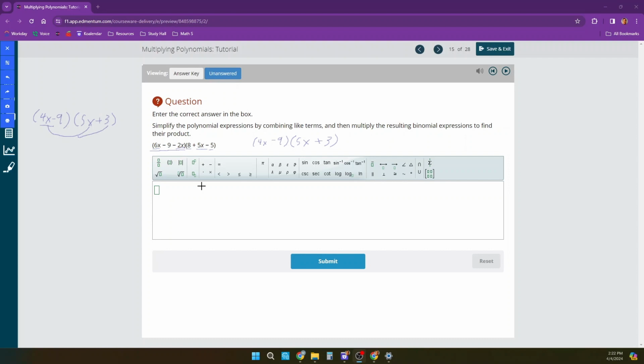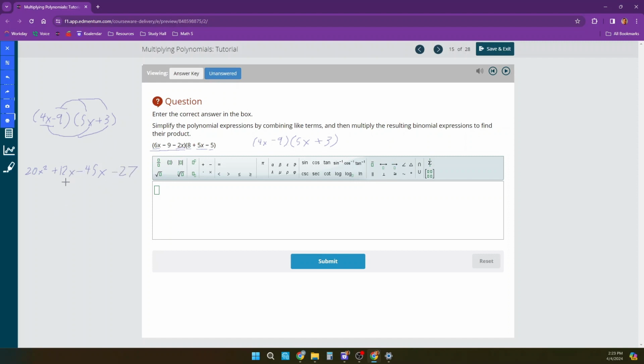So that is going to be 4x times 5x, which would give us 20x squared. And then 4x times 3, which would equal 12x. From there, I'm going to multiply my second term by everything inside the other parentheses. So that's going to be negative 9 times 5x, which will give us negative 45x, and negative 9 times 3, which would be negative 27.